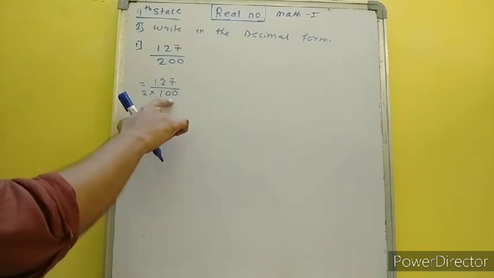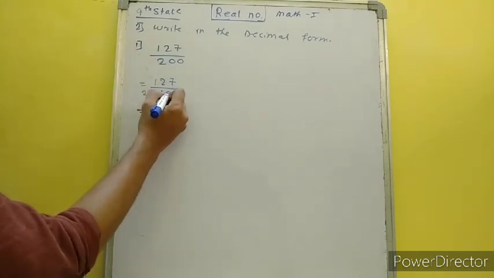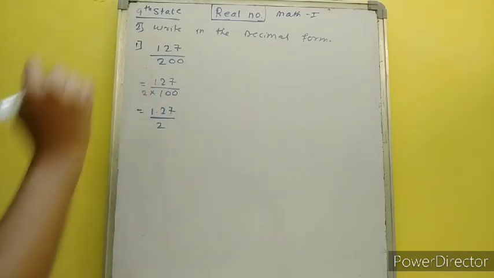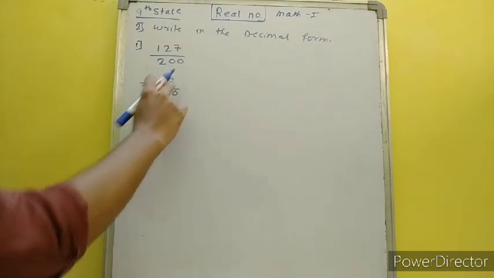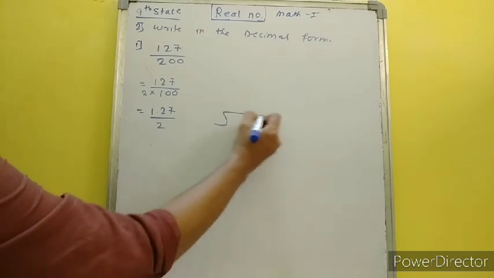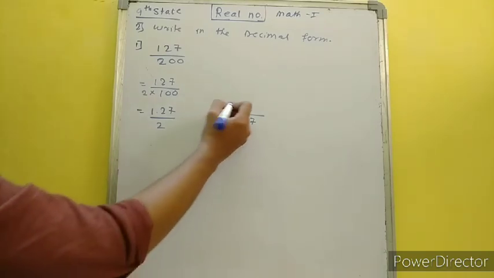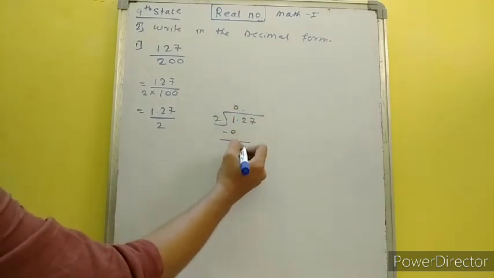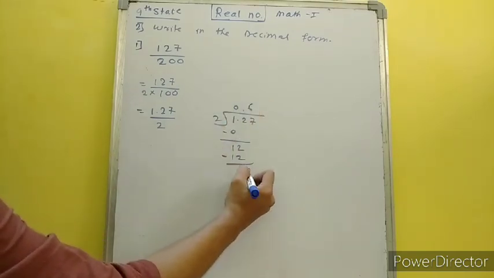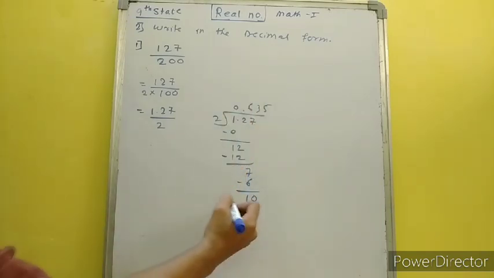Whenever there is 100 in the denominator, I can shift the point. So I shift 2 places, so it becomes 1.27 upon 2. Okay, 100 is converted into decimal and we have 2 in the denominator. Now I will divide it, that is 1.27 divided by 2. This is not possible to do, so 0 as it is, then the point, 1. 2 6s are 12, we have 7. 2 3s are 6, we have 1, and 2 5s are 10.